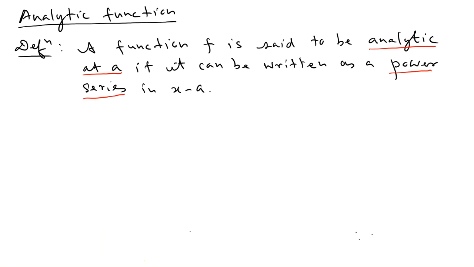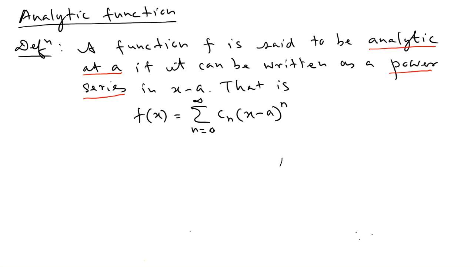So we can say there is f(x) equal to sigma n going from 0 to infinity of some coefficients times (x minus a) to the nth power. If you can write it like that, we call it an analytic function. So any analytic function you can write in this form. That's the important part. If you're analytic, you can write it in this form.